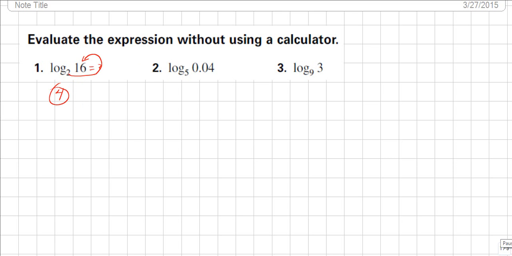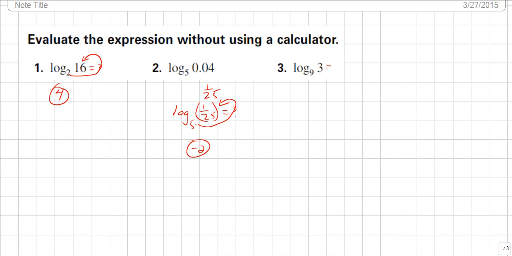Okay, the next one is a little bit harder. 5 to what power equals 0.04? Well, let's figure out what 0.04 is. So 0.04 is 1 over 25. So this question is really asking log base 5 of 1 over 25. So 5 to what power is equal to 1 over 25? Well, the 5 has to go from the numerator to the denominator, so it's going to have a negative on it. And from 5 to go to 25, it's going to be squared, so my answer is negative 2.